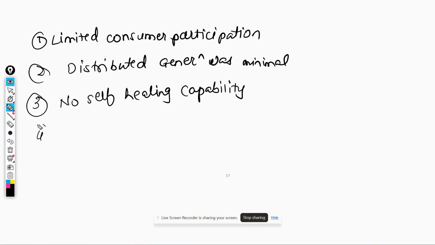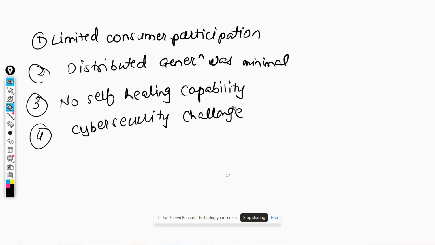Then the next limitation was the cybersecurity challenge. So as computers and communication networks became part of the power system, a new challenge appeared, that is cybersecurity. Earlier, the biggest threat was the physical fault. Now hackers could potentially attack computer networks. Therefore, protecting the digital communication became extremely important.